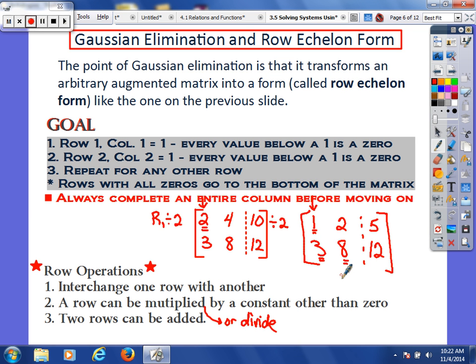We have to go column by column. If you change this now, that's going to mess up your 0 over here. So we don't want to change it until we get the 0. And so we want to go column by column, finding the 1s on the diagonal. And then the last one is that 2 rows can be added. We'll see that when we create our zeros. We'll use 1 row to manipulate the other row.